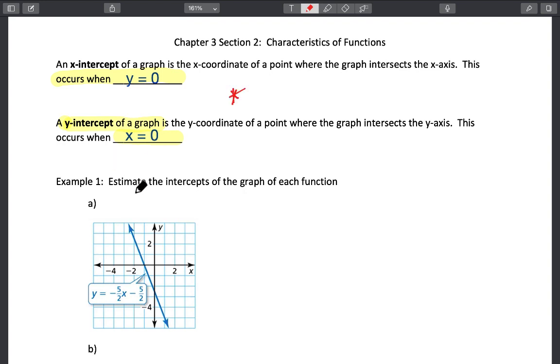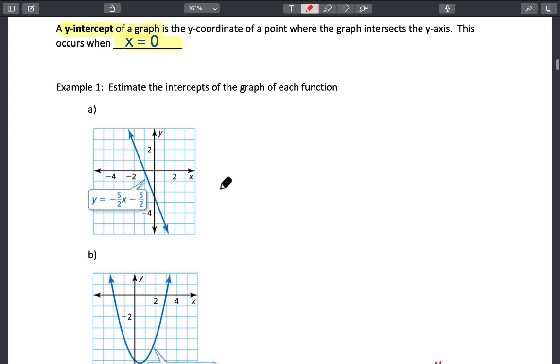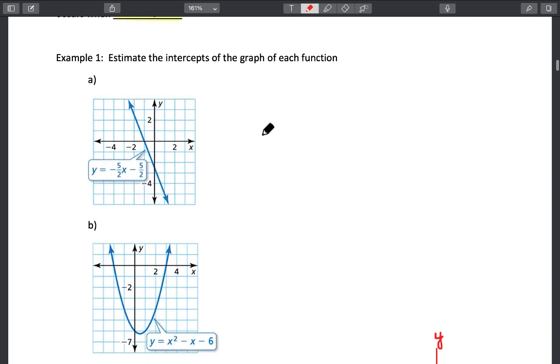All right, let's look at example 1. Estimate the intercepts of the graph of each function. Well, instead of estimating, we're actually going to calculate it because of what we just talked about up above. We know if we want to find the x-intercept, this is where y is equal to 0. And we're given the equation right here in the problem. We're told that y is equal to negative 5/2 of x minus 5/2. So we're going to substitute 0 in for y and solve. So we get 0 is equal to negative 5/2 x minus 5/2.